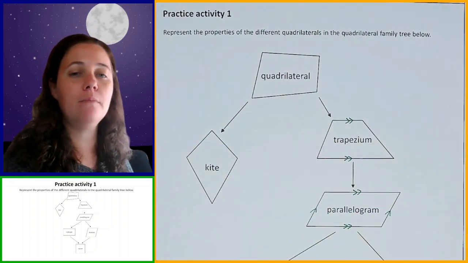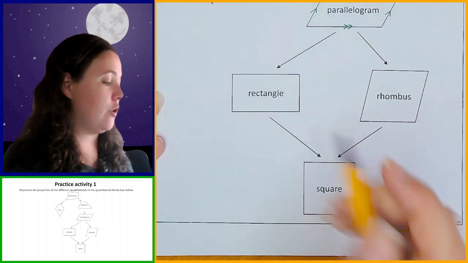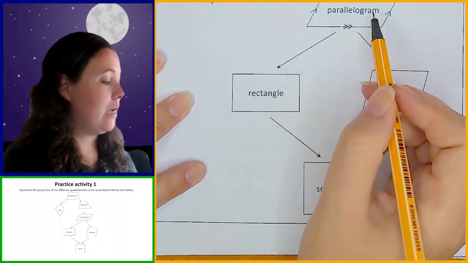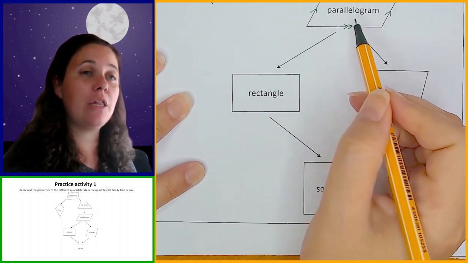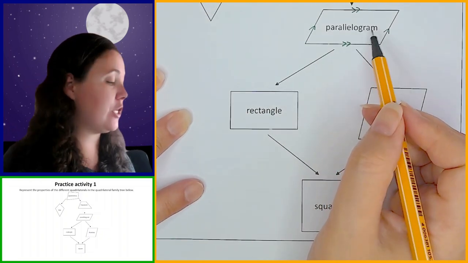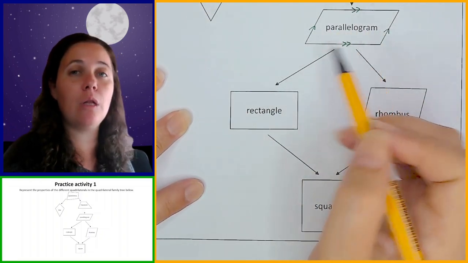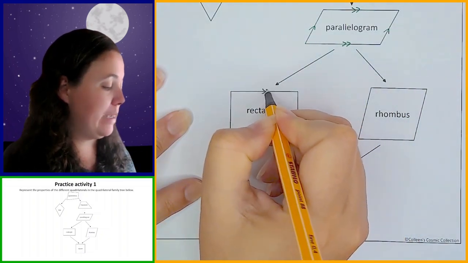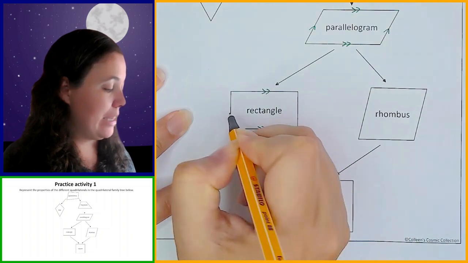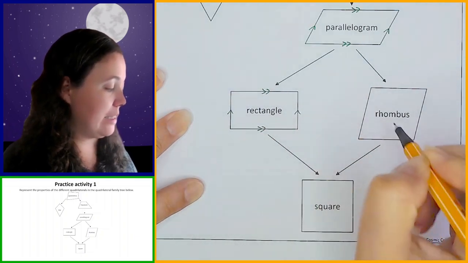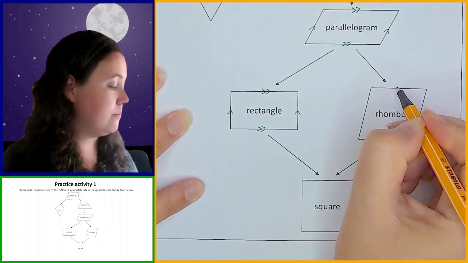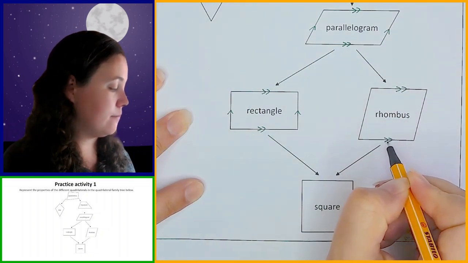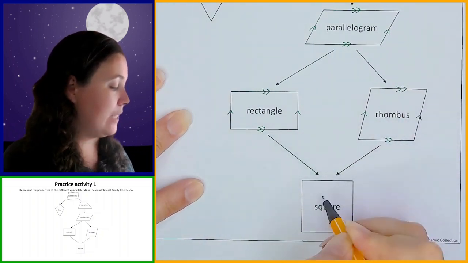Okay, then if we go down over here to the rectangle, the rectangle is another kind of parallelogram, so it is going to also have the same parallel line structure as what we had for the parallelogram. So I'm going to have two pairs of opposite sides that are parallel to each other like that. Same thing for the rhombus and for the square.